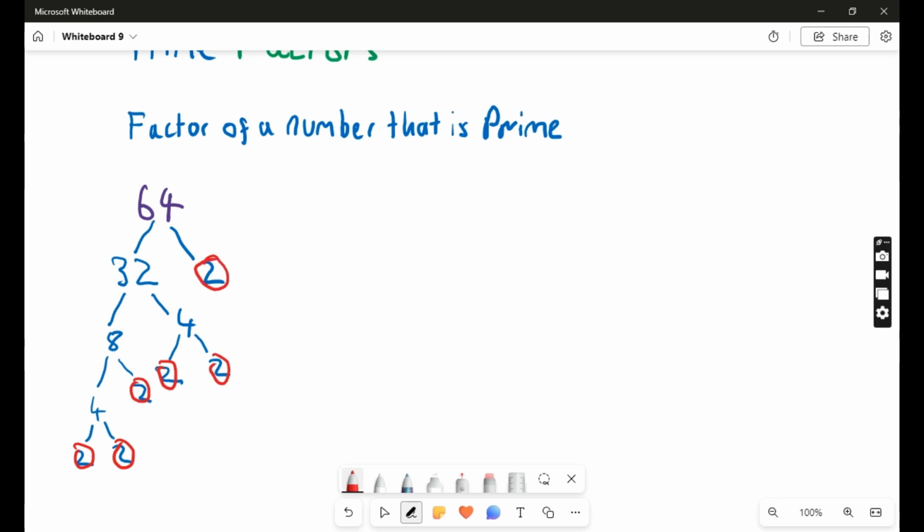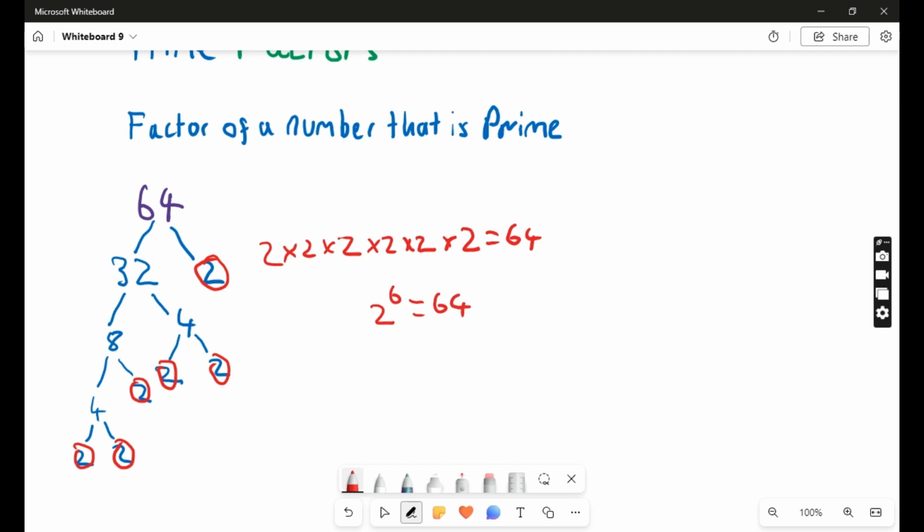And I have to multiply all of these together to find my number as a product of its prime factors. Since there are 6, I have to multiply 2 six times. So that would be 2 times 2 times 2 times 2 times 2 times 2 equals 64. Or I can write that as 2 to the power of 6 equals 64.